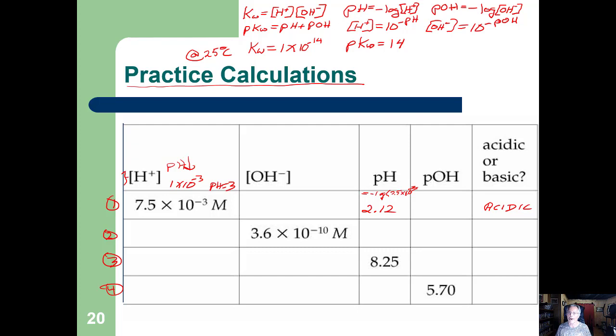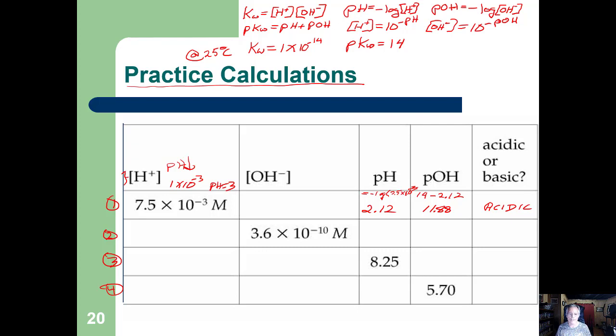To get the pOH, I think I'll use this equation right here: pKw equals pH plus pOH. The pKw at 25 degrees Celsius is 14. So that's just going to be 14 minus 2.12, and I get 11.88. So my pOH is 11.88.